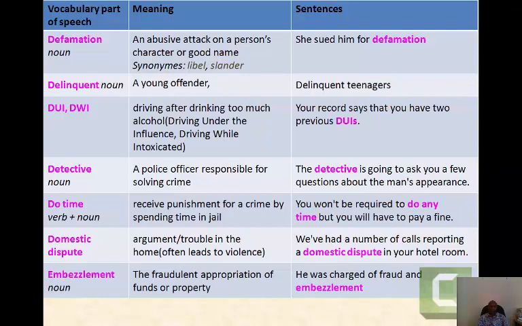Domestic dispute. This is an argument or trouble in the home that often leads to violence. Example, we've had a number of calls reporting a domestic dispute in your hotel room. Embezzlement, noun. This means the fraudulent appropriation of funds or property. Example, he was charged with fraud and embezzlement.